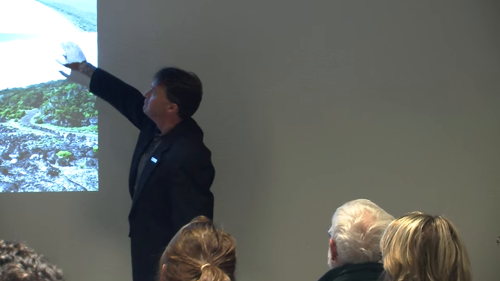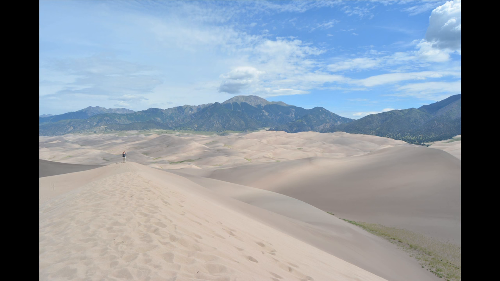So sand dunes, Great Sand Dune National Park in Colorado. This is an area that is only about 20,000 years old and has sand dunes that are about 200 feet tall. And those sit right at the base of the Rocky Mountains. And the sand was derived from an old lake that dried up that's in the valley off to what would be your left.